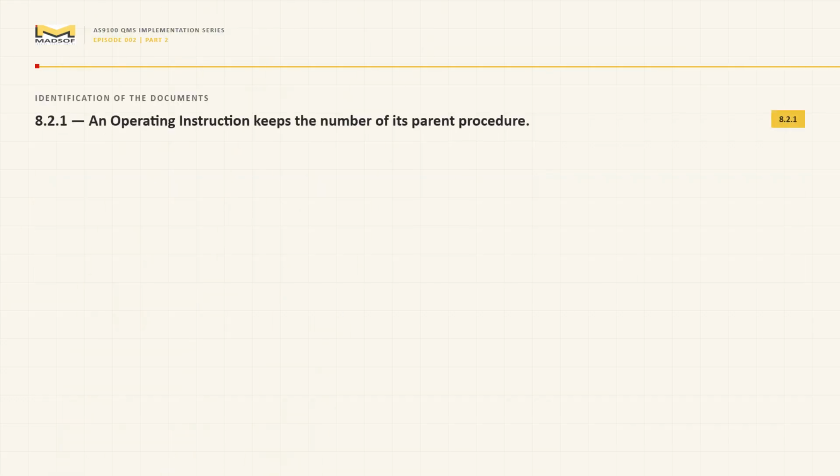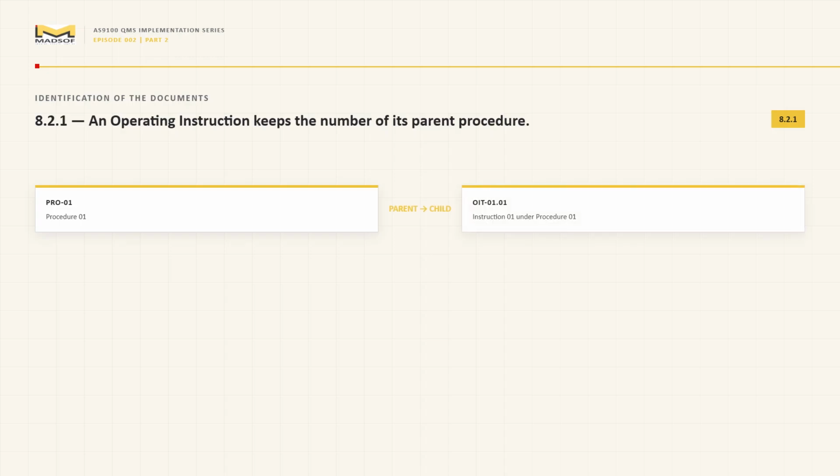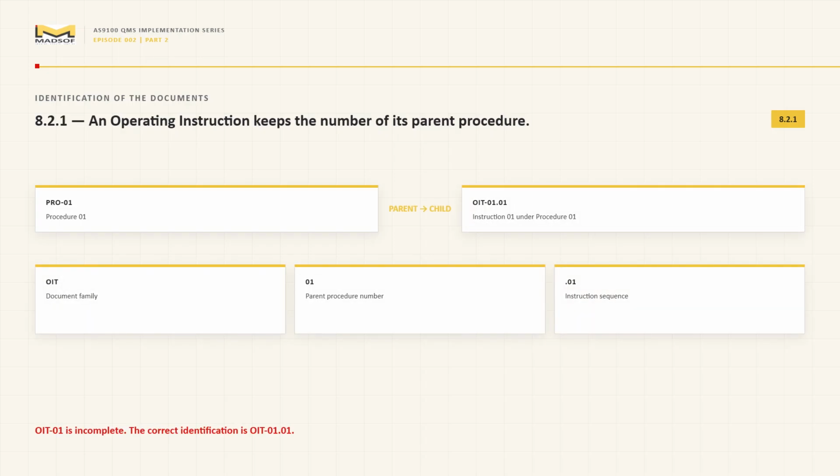Operating instructions use an additional parent-child relationship. For example, Operating Instruction 01.01 identifies the first operating instruction belonging to Procedure 01. The first number identifies the parent procedure, and the second identifies the instruction under it. Therefore, a code containing only the parent number would be incomplete in this system.